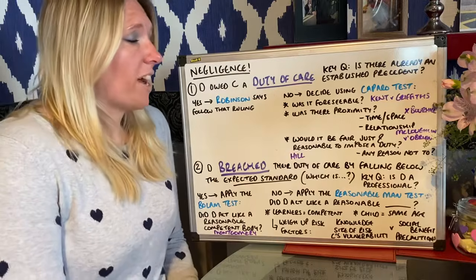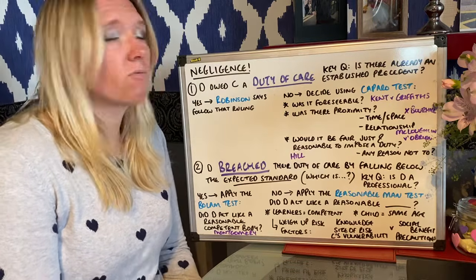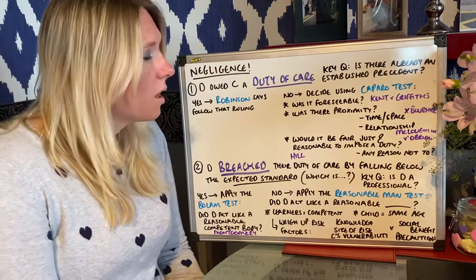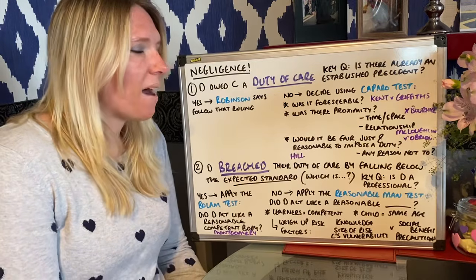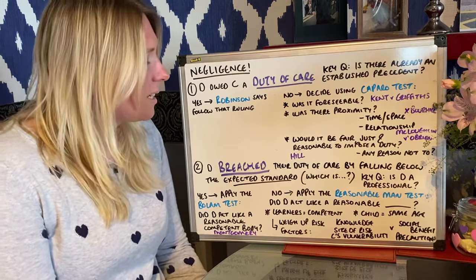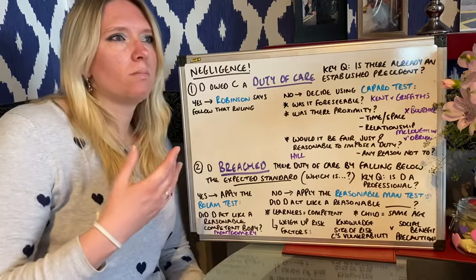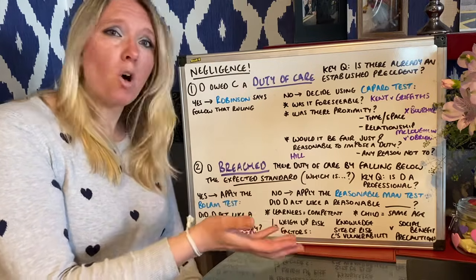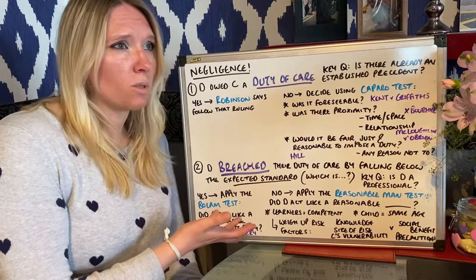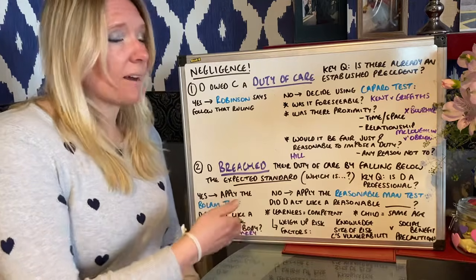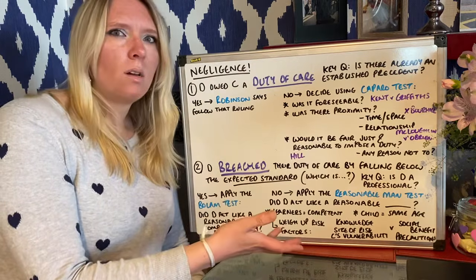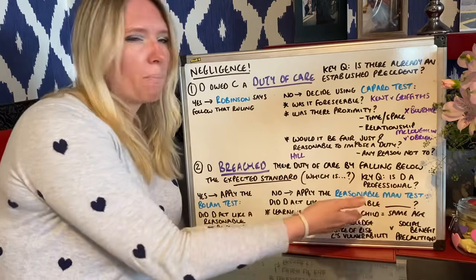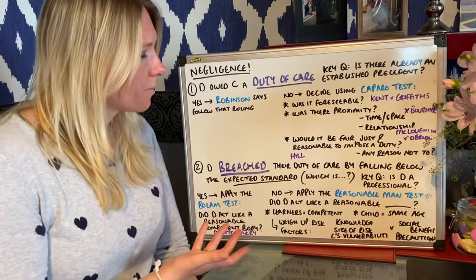If they're not a professional, then we use the reasonable man test. Essentially, this is where we compare them to someone similar. Did they act like a reasonable blank? Did they act like a reasonable employer? Did they act like a reasonable driver? Did they act like a reasonable parent? Yeah, we compare them to what they are.